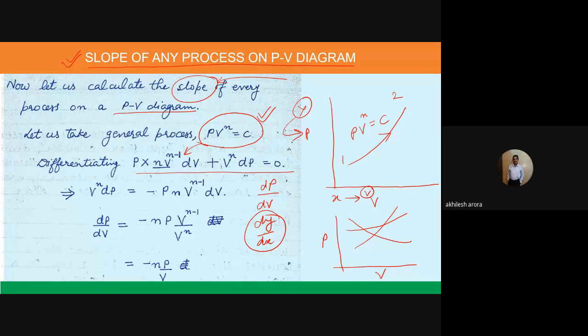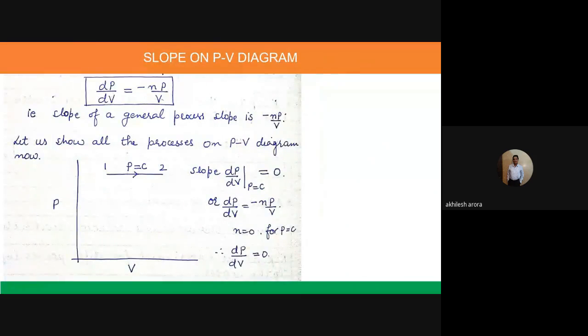So you can see it from the slides also. I have differentiated it, and then finally you can see it here, dp by dv. The value comes out to be minus np by v, after differentiation. So this is the value of the slope. This is for any process. Any process means n can have any value. You put any value of n and you will get the slope for that particular process. For example, once again, this is the value of slope: dp by dv is minus np by v.